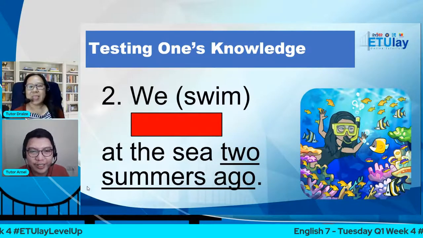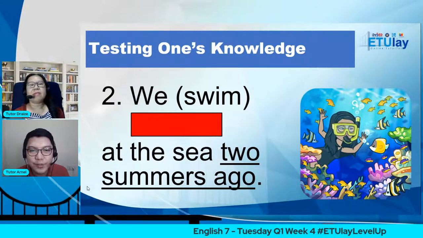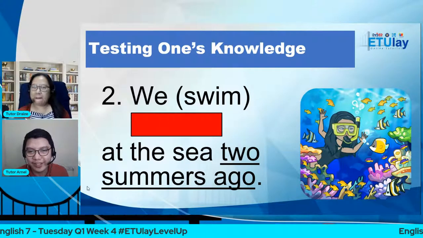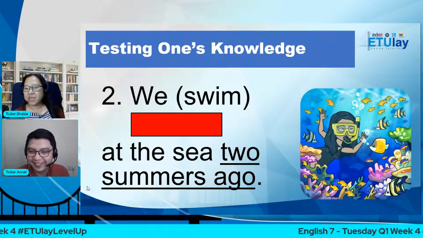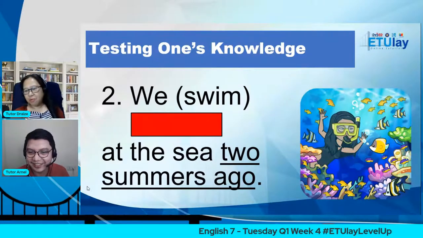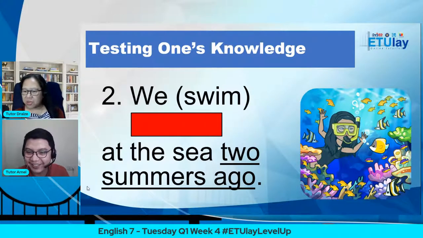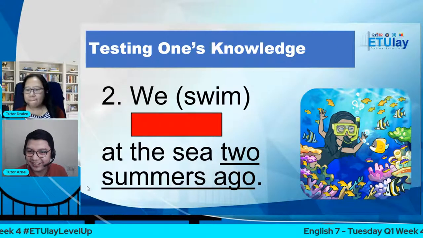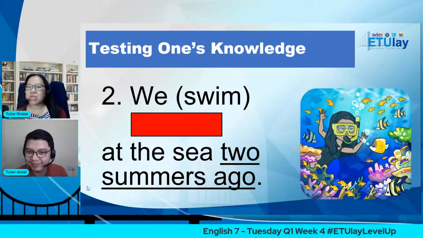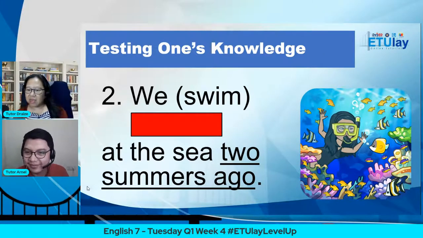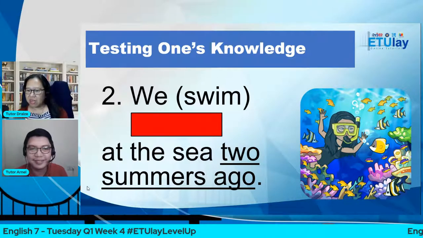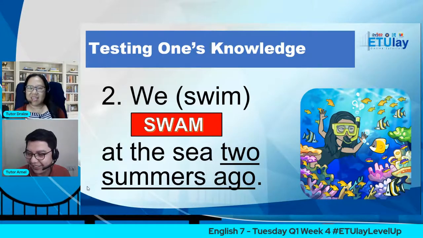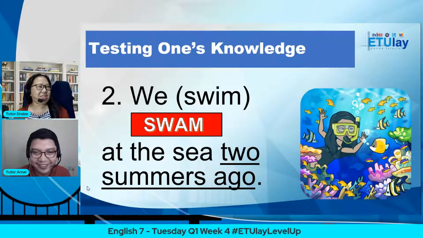All right, students, ready your answers. The sentence is: we swim at the sea two summers ago. What would be the verb for that? Please don't forget to write number two so we won't be confused with your answers. We have from Andre Dupan, he is saying it's swam, and so with Maria Eunice, Isaac, Edward, and Jerion. Let us see if that is correct. Very good, that is swam. Next, let's have number three.